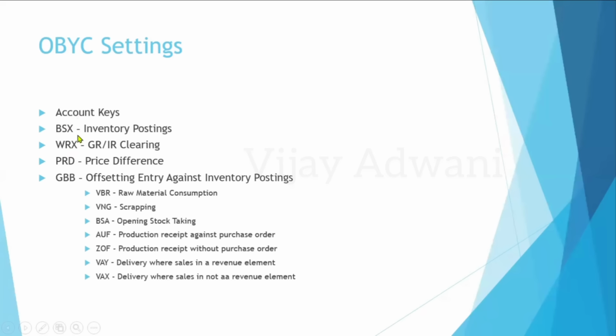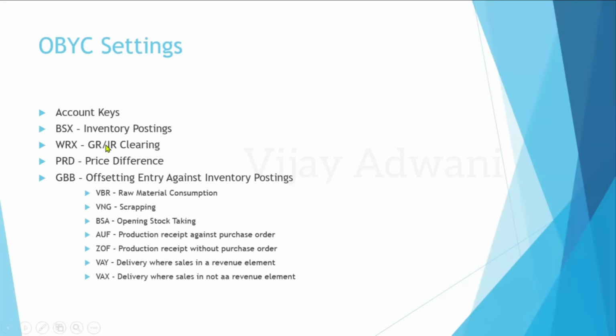Besides this, there are other account keys as well. Now you can see BSX is related to inventory postings. Inventory postings means raw material. Any movement of raw material is associated with BSX. What is WRX? WRX is related to GRIR clearing. GRIR clearing means whenever the goods receipt is there, the entry is raw material account debited to GRIR clearing. So you will use the account key WRX.